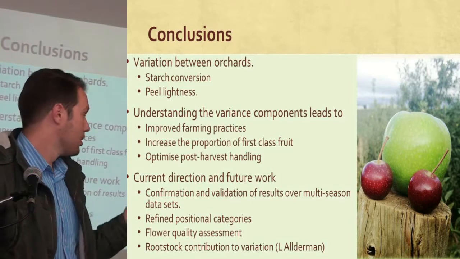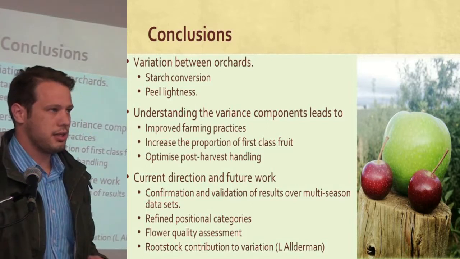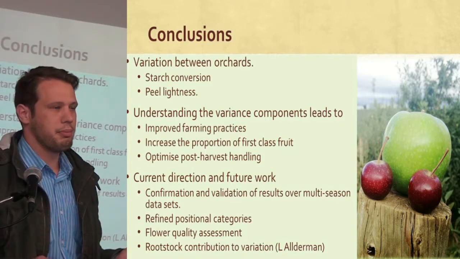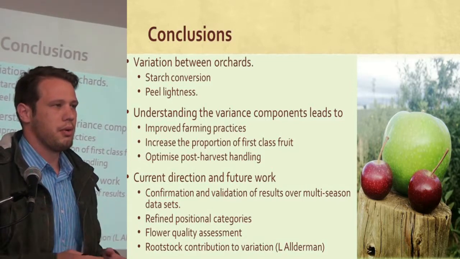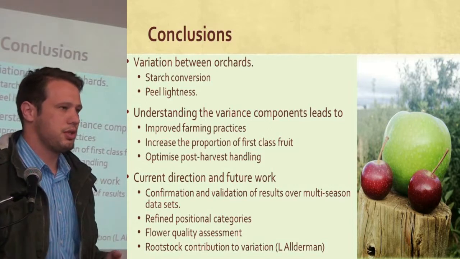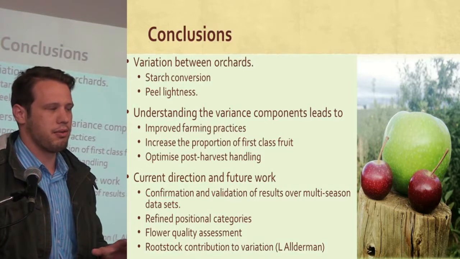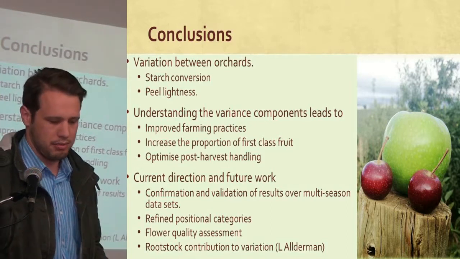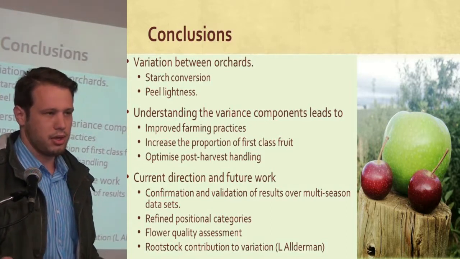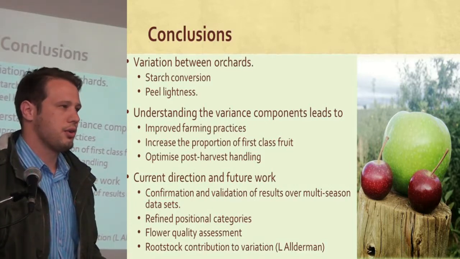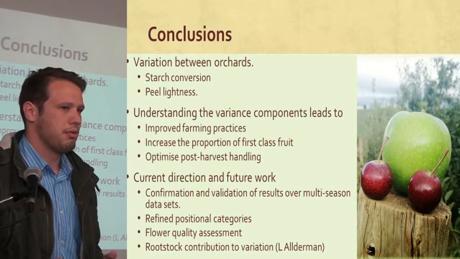I'd like to continue with my second season's data perhaps next time, and that would refine the positions of the fruit, where instead of just spur and shoot, spur age is taken into account, as well as a flower quality assessment of how the flower quality varies on the tree during blossom. Laura Alderman is also continuing the project later to see the effect of different rootstocks and their contribution to overall variation of the fruit in an orchard.